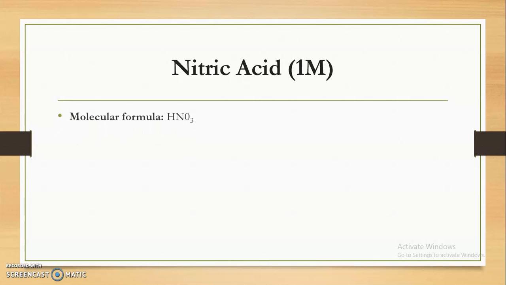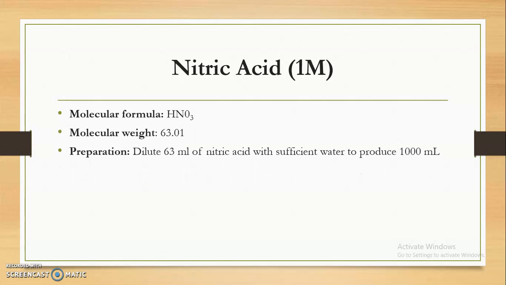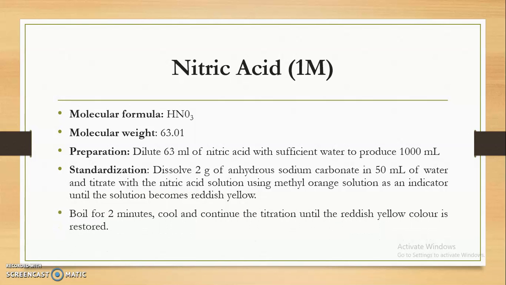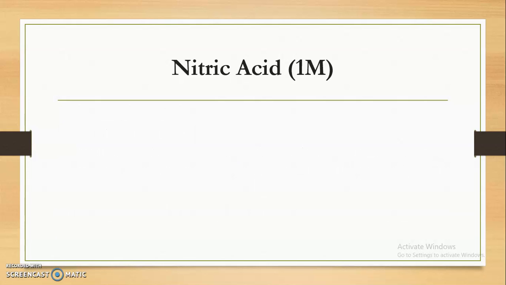Next, how to prepare nitric acid, that is 1 molar. Molecular formula of nitric acid is HNO3. Molecular weight 63.01 gram. For preparation, we have to take 63 ml of concentrated nitric acid and add water in sufficient quantity to produce 1000 ml. For standardization, we have to take 2 gram of anhydrous sodium carbonate in 50 ml of water. Titrate with the nitric acid solution using methyl orange solution as an indicator until the solution becomes reddish yellow. Boil for 2 minutes, cool and continue the titration until the reddish yellow color is restored.